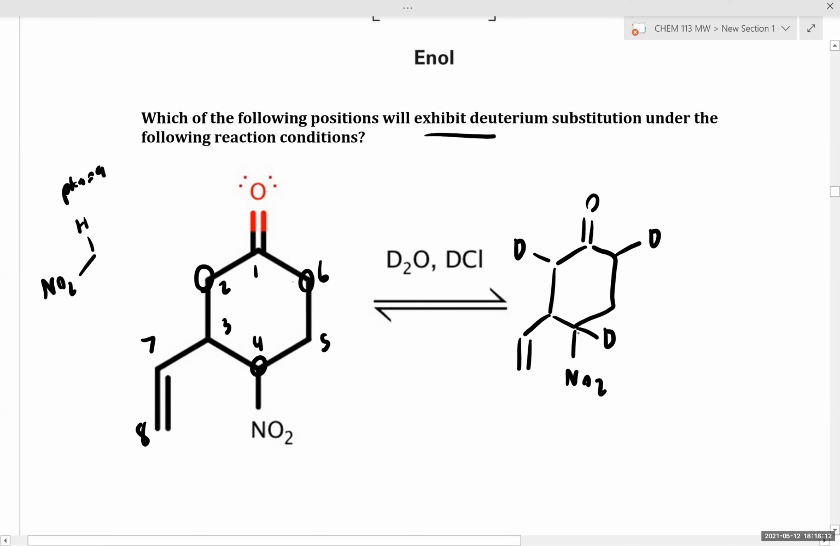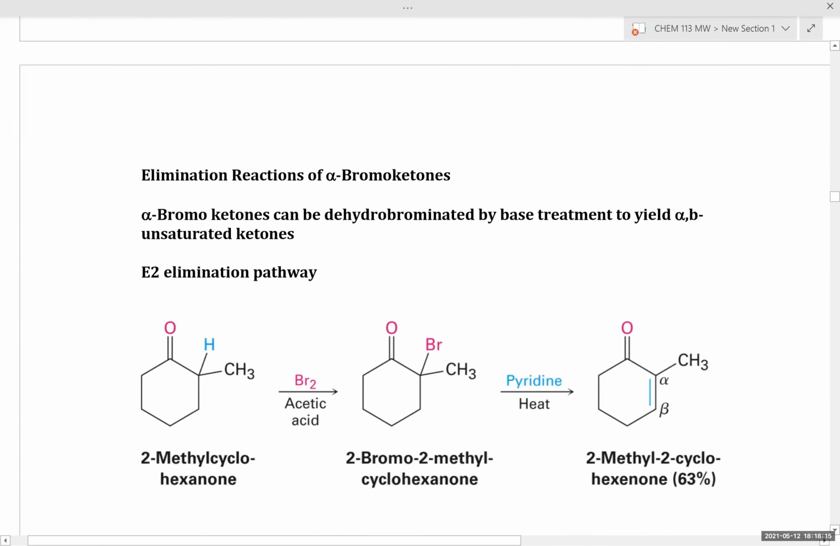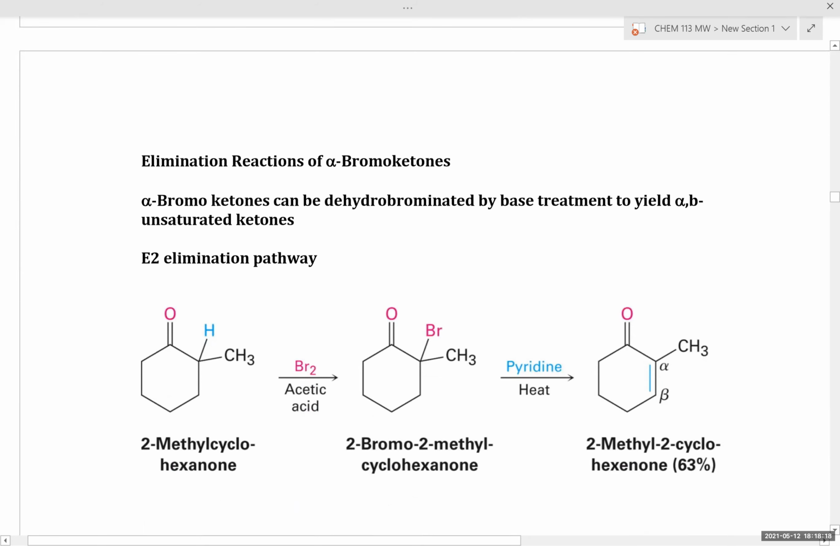Okay, so let's talk a little bit about how we can use alpha bromoketones and alpha brominated carbonyl compounds for further reactions. So alpha bromoketones can undergo elimination reactions under strongly basic conditions at high temperatures. So alpha bromoketones can be dehydrobrominated upon treatment with base to yield alpha, beta unsaturated ketones. This reaction follows an E2 elimination pathway.